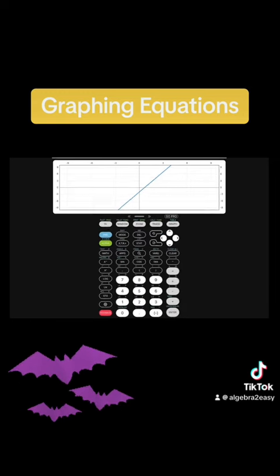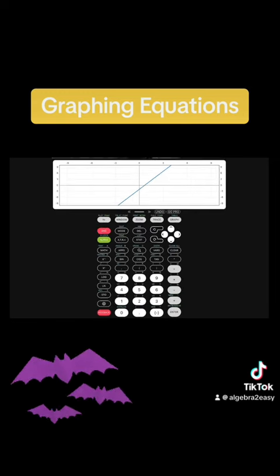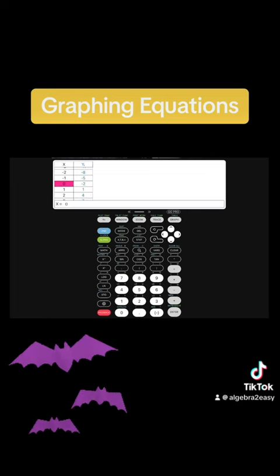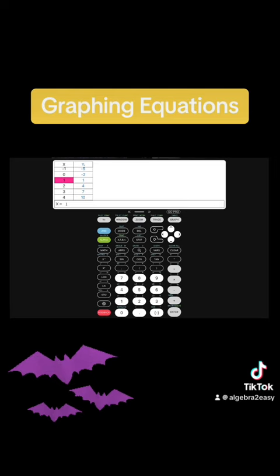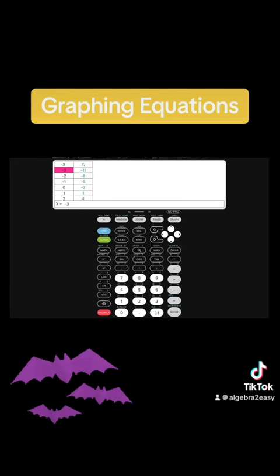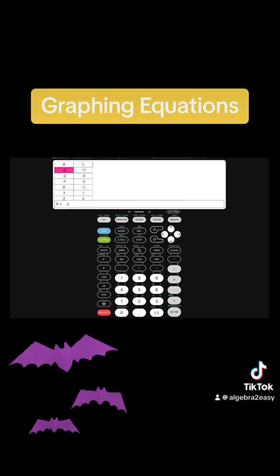If you want to get more details about your graph, you press second and graph again, and that'll take you to the table. And here's our table of values for our linear equation. Let's try graphing a quadratic.